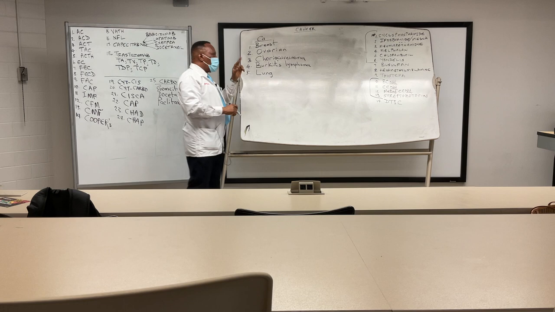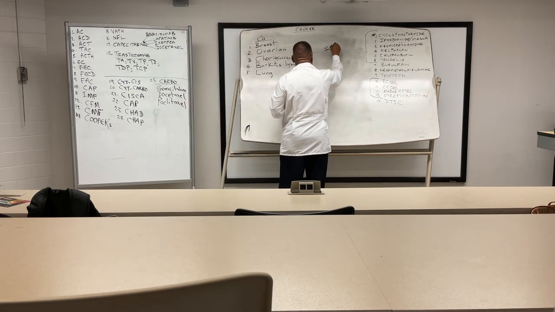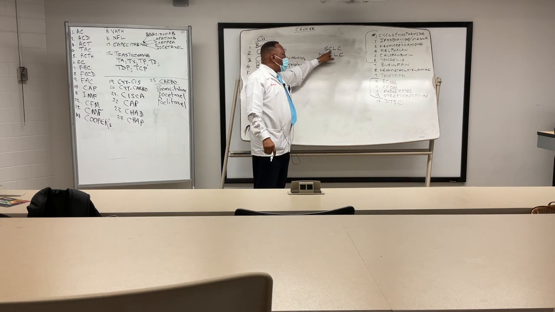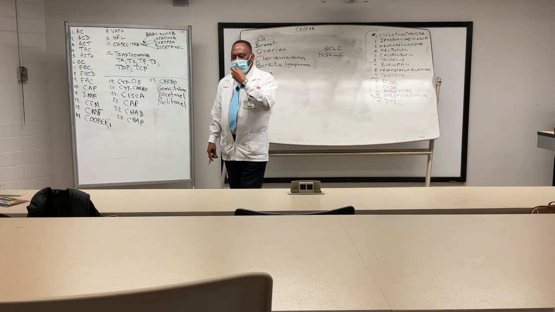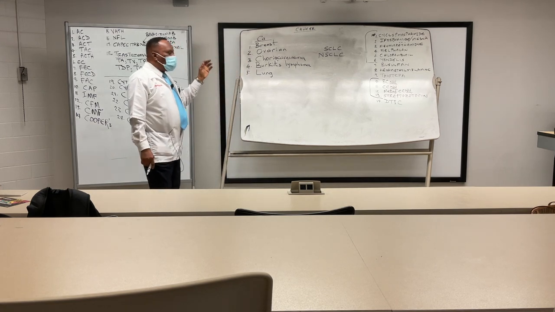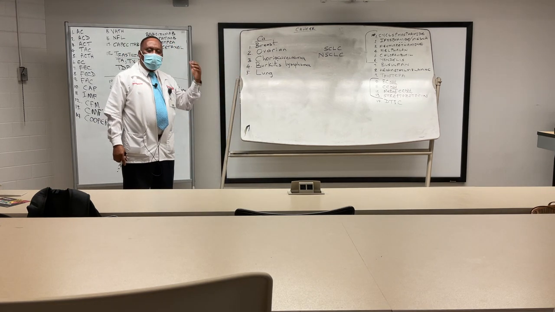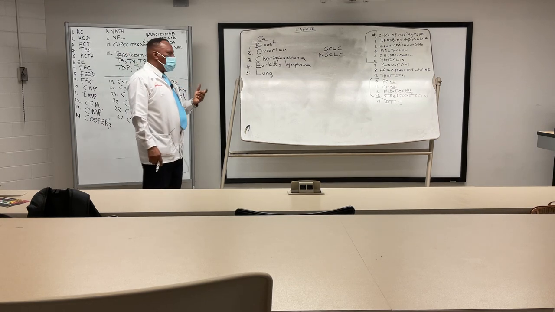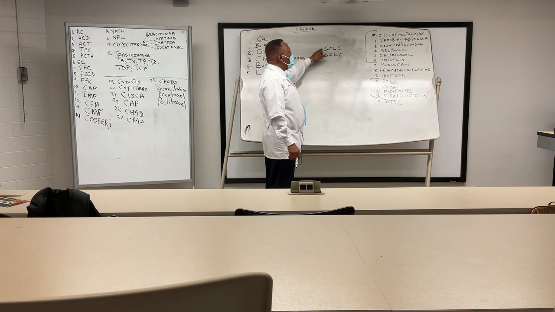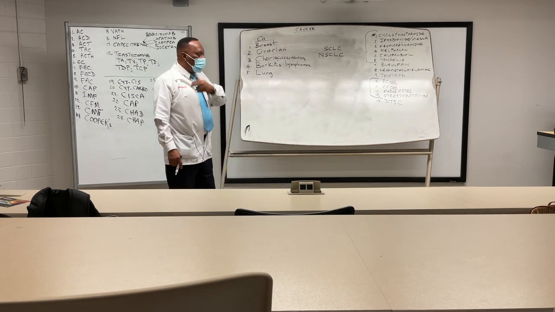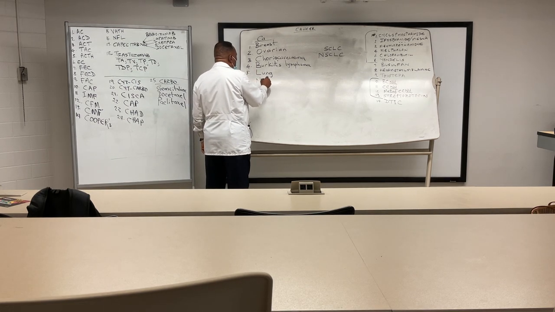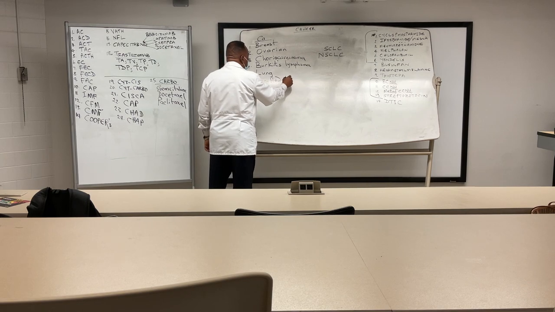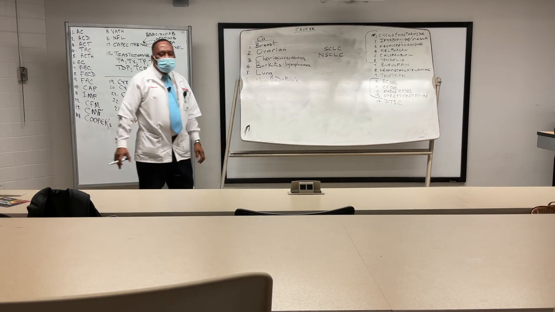Lung cancer, we always talk about two types, SCLC and NSCLC. Small cell lung cancer and non-small cell lung cancer. Cyclophosphamide is used more often in the non-small cell lung cancer. It has a little activity in small cell lung cancer. And it is also effective in some non-Hodgkin's lymphoma.